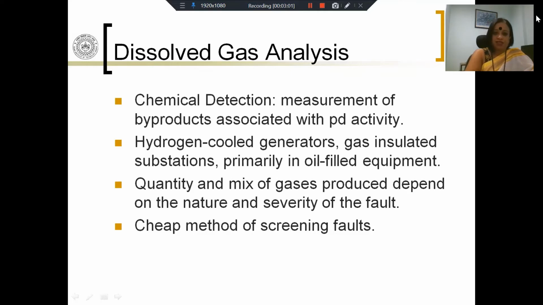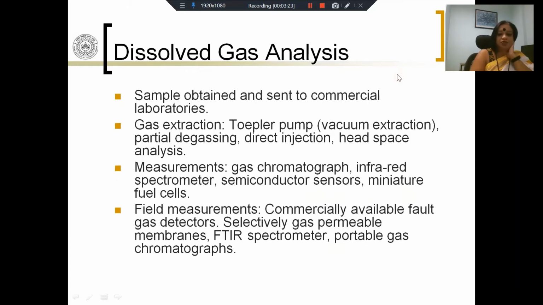You do this in hydrogen-cooled generators, gas-insulated substations, but primarily this is done in transformers, where you have oil-filled equipment. The quantity and the mix of gases depends upon the nature of the fault as well as the severity of the fault. This is a very cheap method for screening faults. Let us see how this works.